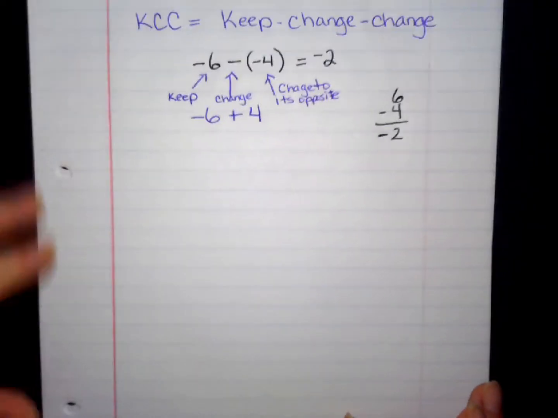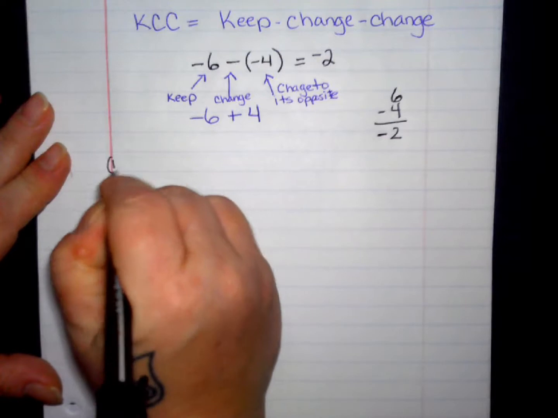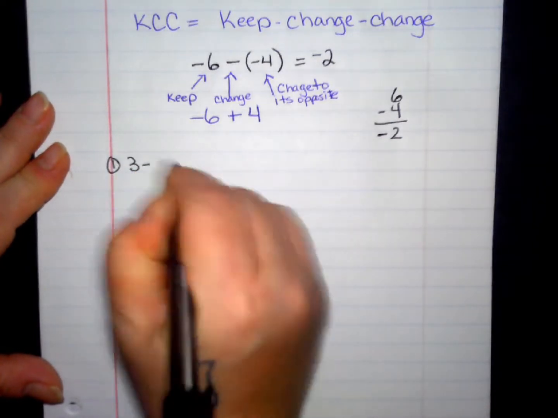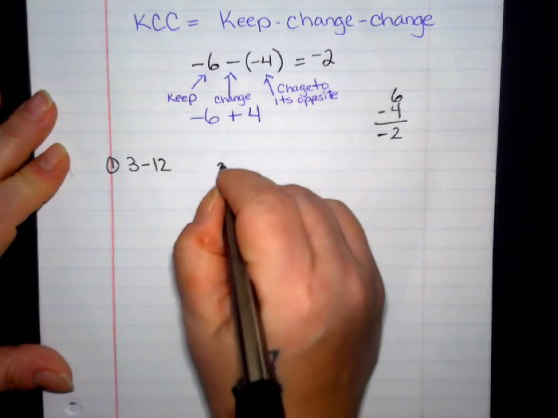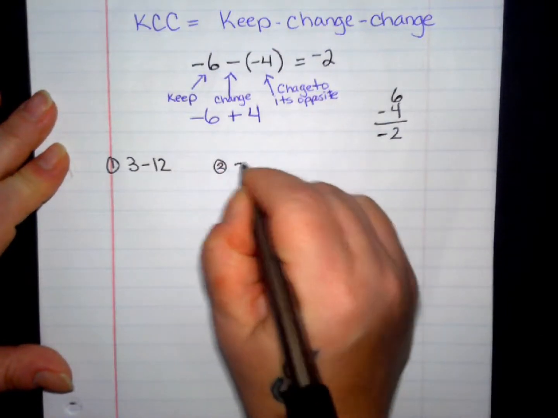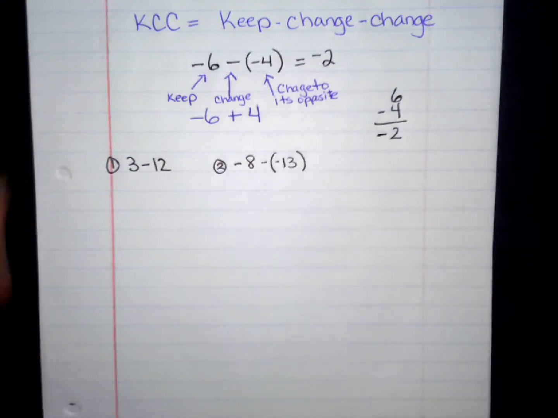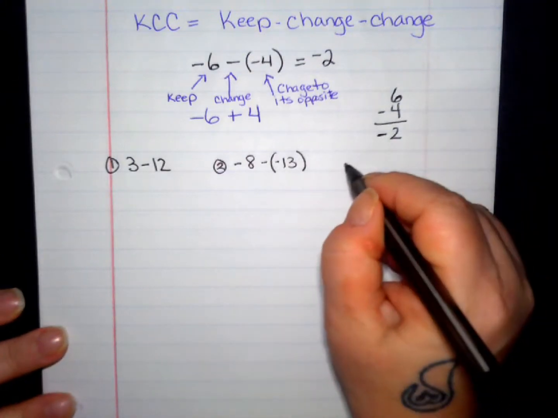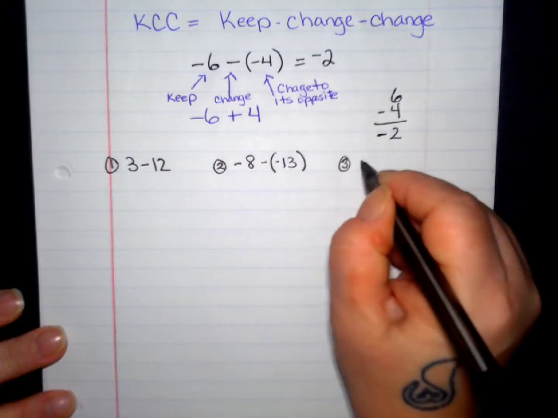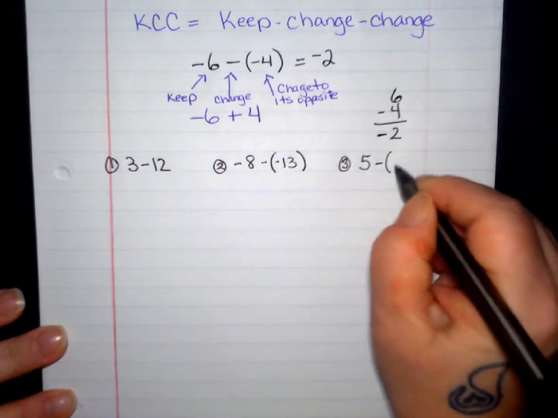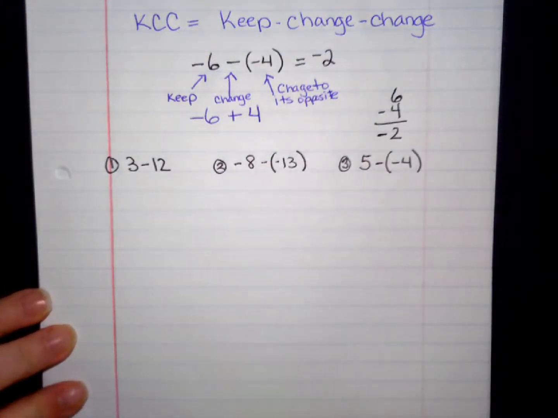We're going to practice a couple together. Okay, so the first one is going to be 3 minus 12. The next one, -8 minus -13. The next one is 5 minus -4. Okay? All right, so now let's solve them.